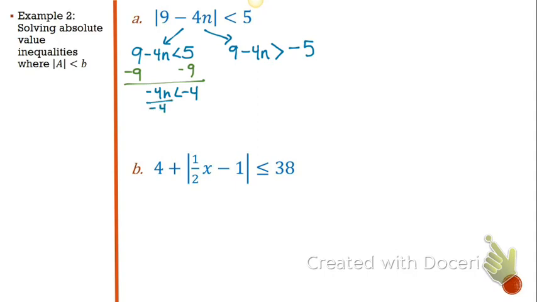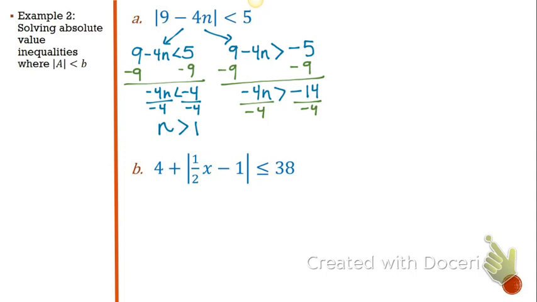Now we're ready to divide by negative 4. Okay? So don't forget, when we divide by a negative number, we flip the inequality. Now let's do the same thing on the other side. This is what we get when we subtract 9. Now let's divide by negative 4. So we flip the inequality again. And now, if we reduce the fraction, we have a positive 7 over 2, which, just for graphing, is actually 3.5, right?